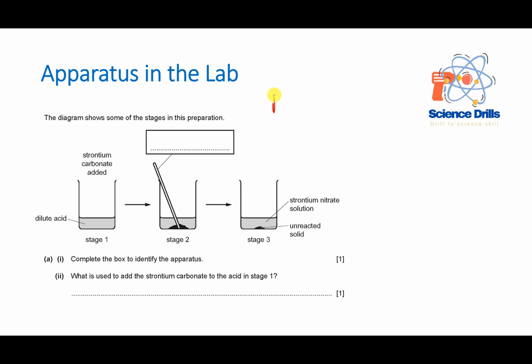So this is a question from paper 6. Let's say together. A, complete the box to identify what this is. This is a glass rod because it is in the beaker, so it means it does not react, or it's non-reactive. And then the other question: what is used to add strontium carbonate to acid? To add a solid, so we need what? We need a spatula, so we use a spatula.